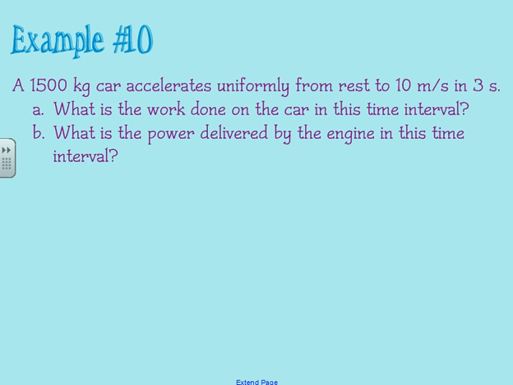Moving on to the next problem. This one talks about accelerating a car uniformly from rest to 10 meters per second in 3 seconds. And we want to know how much work is done on the car in this time interval. This is a review of the work-kinetic energy theorem, where the work, really the net work, is equal to the change in kinetic energy. Well, the change in kinetic energy is final kinetic energy minus initial kinetic energy.